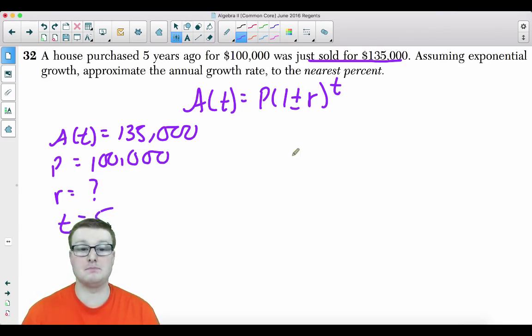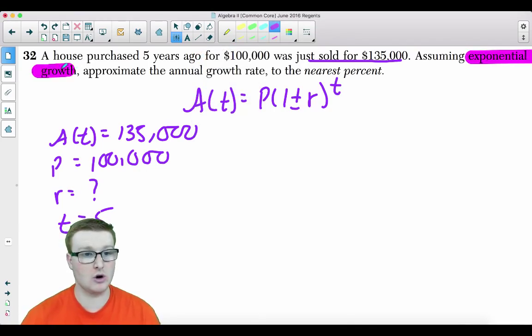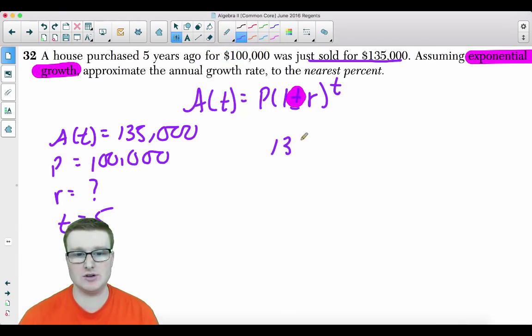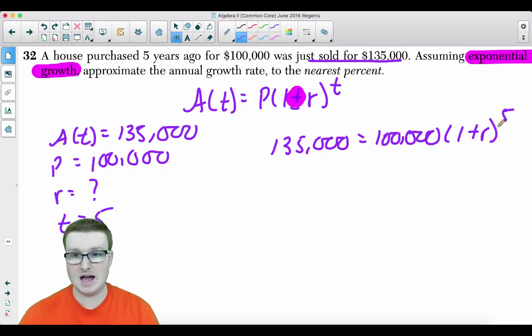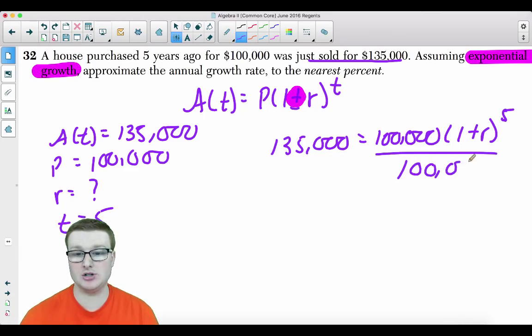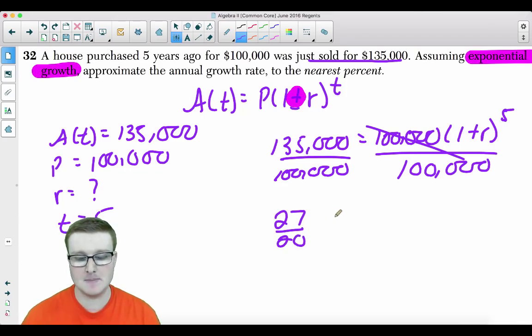So what we're going to do is plug all this information in. And by the way, it's exponential growth, so we're only using the plus piece, not the minus. We get 135,000 is equal to 100,000 times 1 plus the rate raised to the 5th power. Now we're going to solve the best we can. Divide first by 100,000. Remember, we're trying to solve for r. Cancel all those out. So when you reduce this fraction in your calculator, you get 27 over 20 equals 1 plus r to the 5th power.